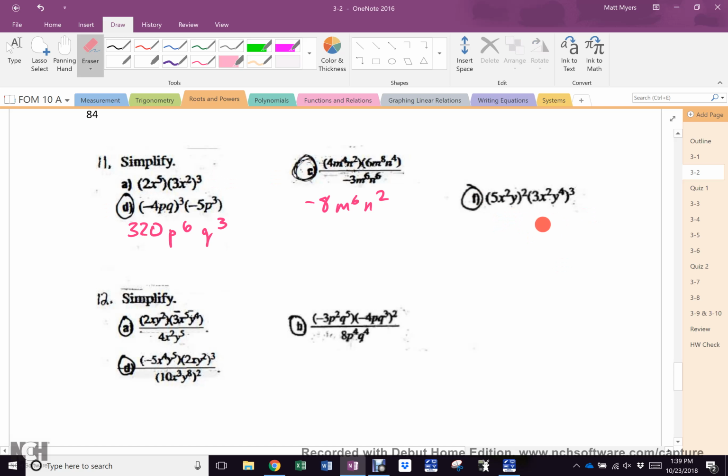Okay. All right. So, what does that 2 do to that 5? Square it. So that's 25. What does that 2 do to that x squared? Makes it x to the 4th. What does that 2 do to the y? Makes it y squared, yes? What does that 3 do to the 3? Makes it 27. What does that 3 do to the x? Makes it x to the 6. What's that 3 do to the 4? Makes it y to the 12th. What's 25 times 27? 675. 4 plus 6, x to the 10th. 2 plus 12, y to the 14th.